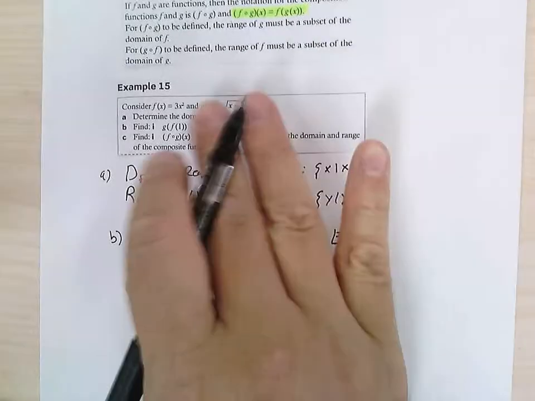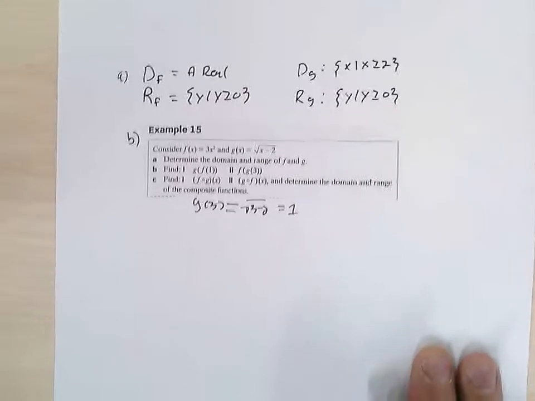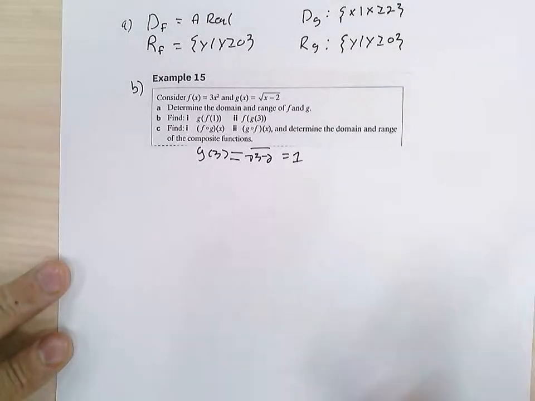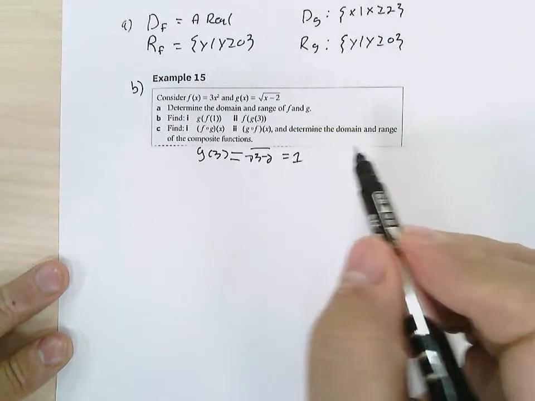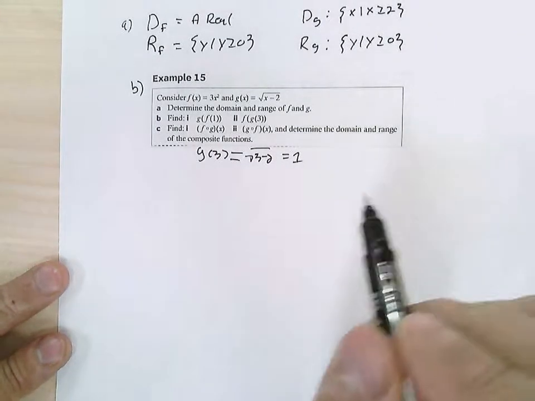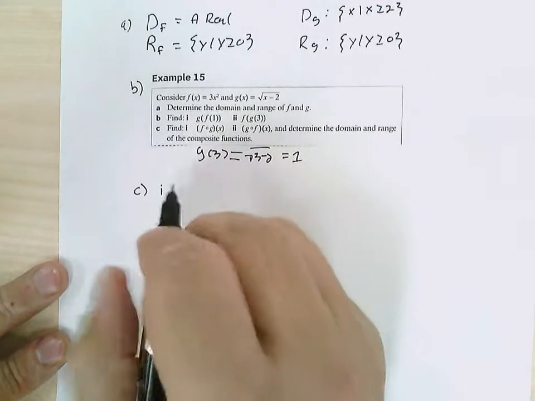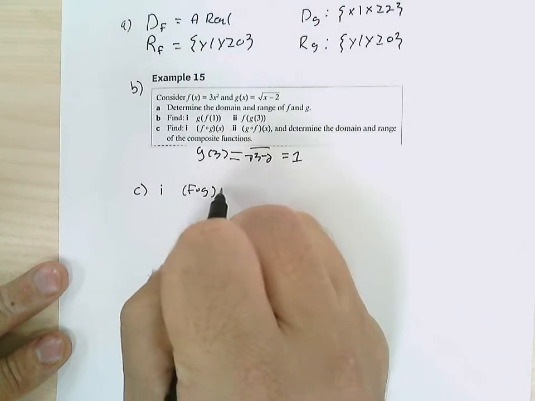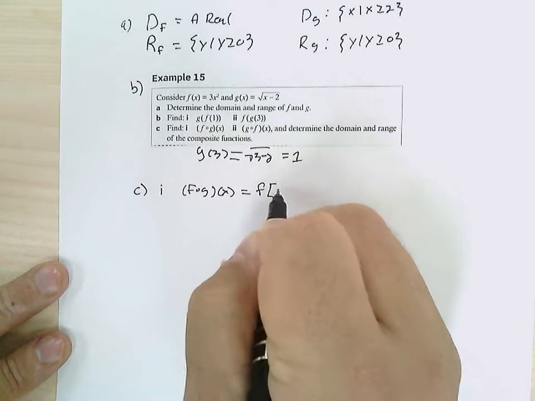And then the last one we're going to do is, now it tells us to find f of g of x and g of f of x, and then determine the domain and range of the composite functions. So for C1, I'm going to find out what f of g of x is equal to.